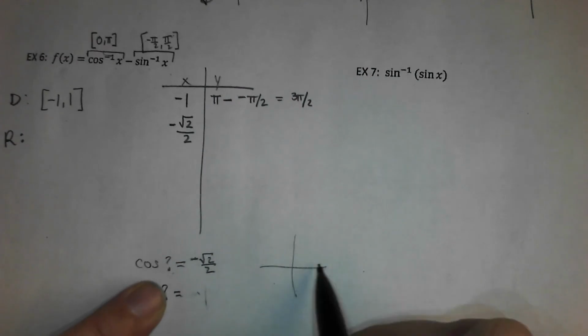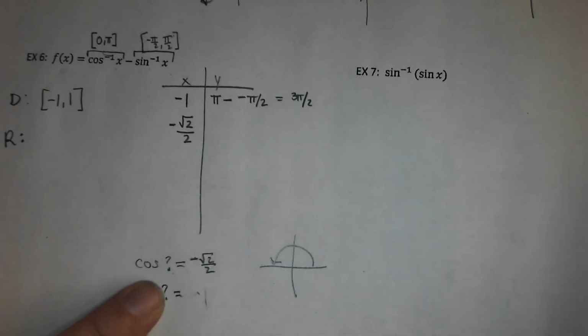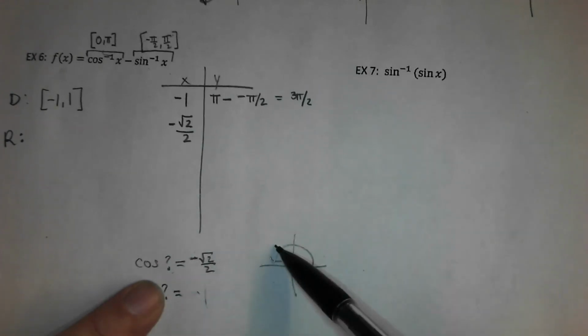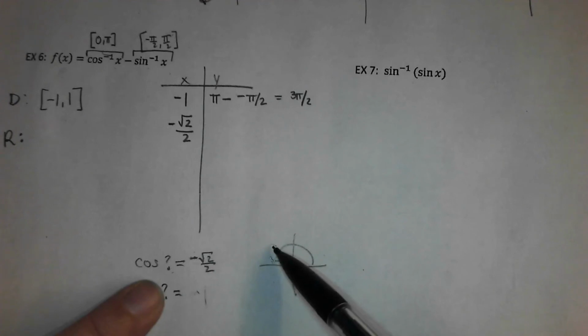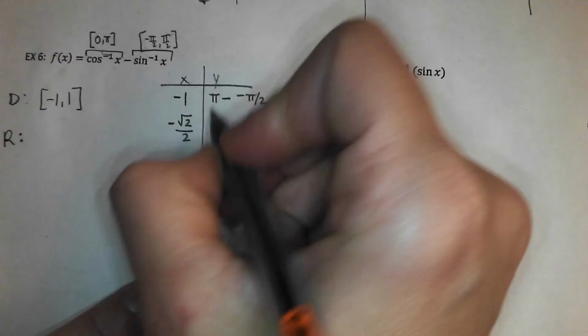With cosine, you're limited to quadrants 1 and 2. So which one is going to give you a negative value? Which quadrant, 1 or 2? 2. And what's the pi over 4 angle in the second quadrant, Trista? 3 pi over 4.